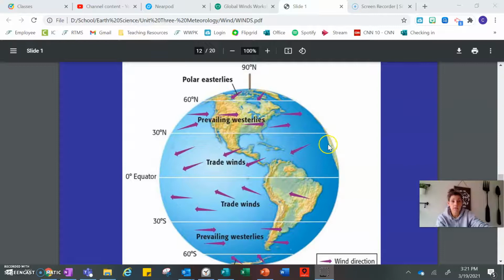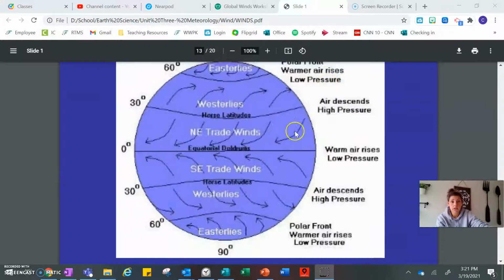In the northern hemisphere, they would be curved clockwise. So if they're traveling from east to west, they curve down towards the equator. In the southern hemisphere, the trade winds from 0 to 30 south are also traveling east to west, but they go counterclockwise. So you can see that bend. Always look at the way the arrow is turning.